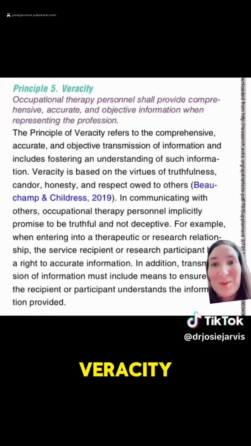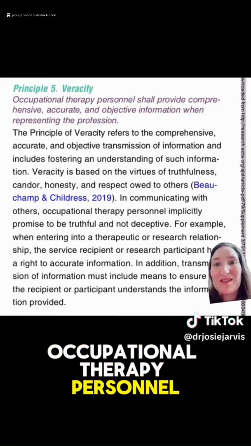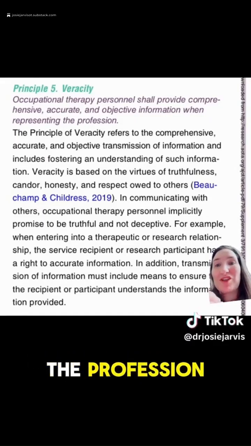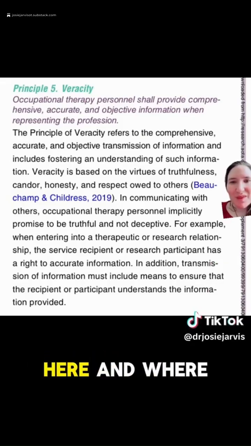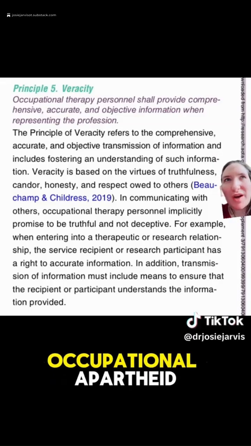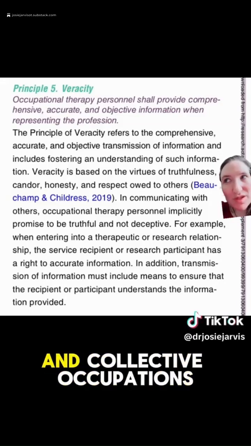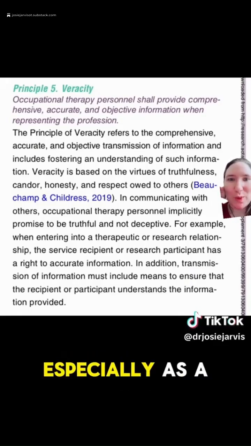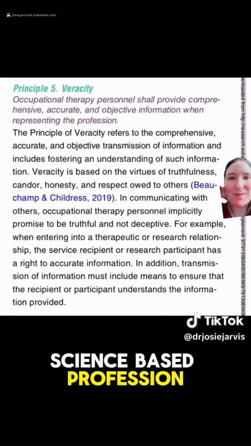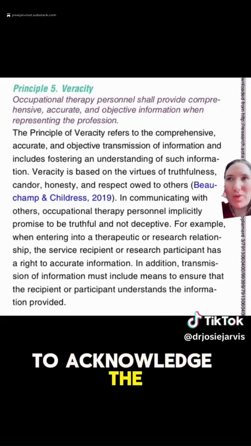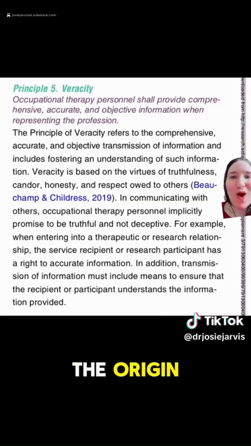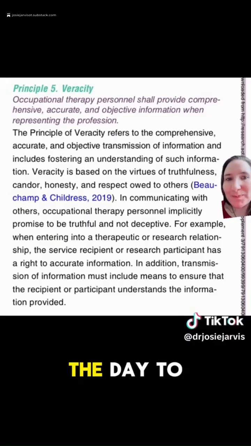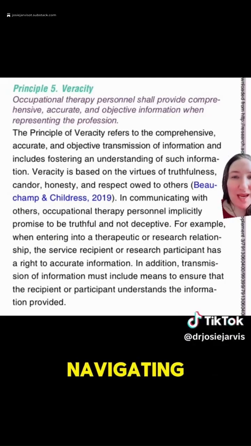Principle 5 is veracity. This relates to occupational therapy personnel providing comprehensive, accurate, and objective information when representing the profession. What's really important here, and where I believe that occupational apartheid combined with consciousness and collective occupations can be really helpful in upholding veracity, especially as a science-based profession, is really our obligation to acknowledge the whole context of the origin of the systems in which we provide services within, the day-to-day realities of navigating.